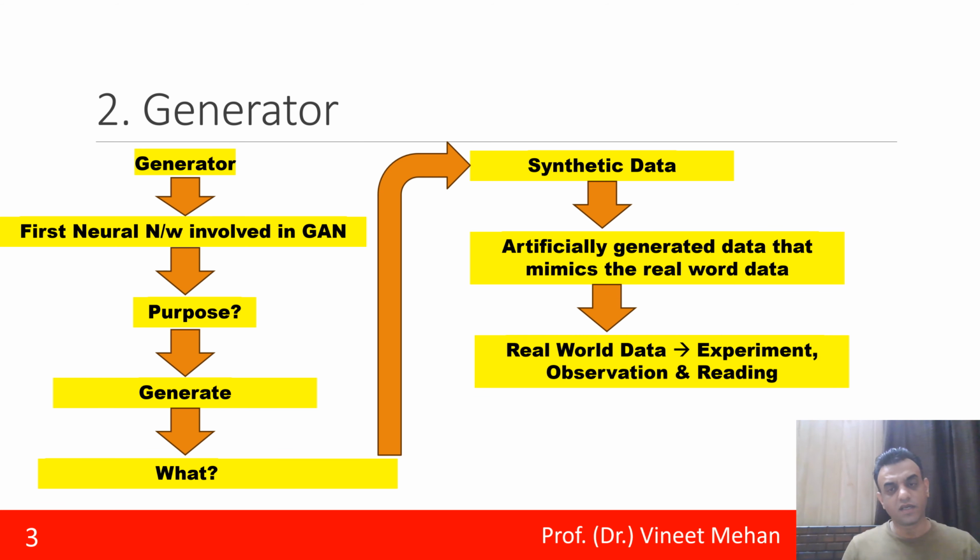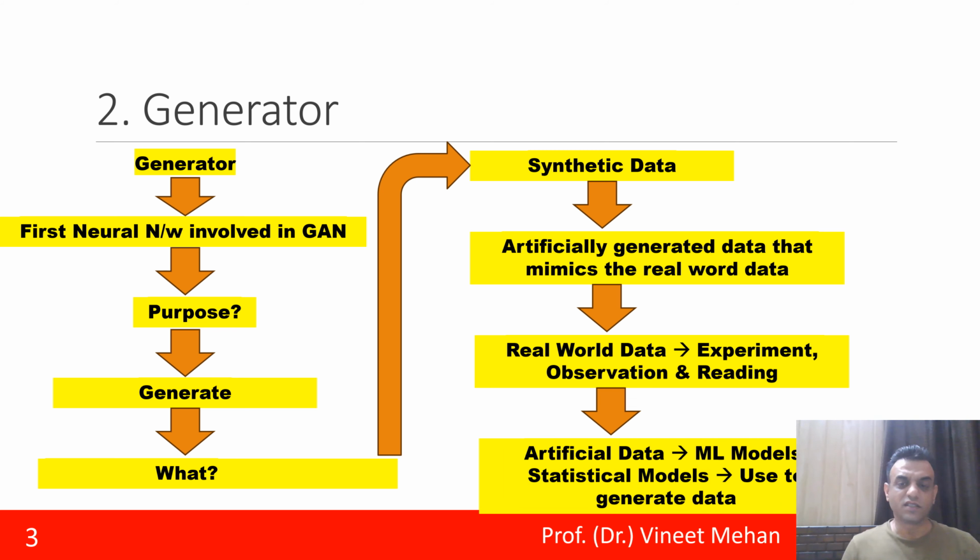The real world data is the data that has been obtained by experiments, for which the observation is done and for which the readings have been noted down. So that is the real world data. And artificial data is the data that has been generated by using machine learning models and statistical models. So this is artificially generated. So this artificially generated data is called synthetic data.